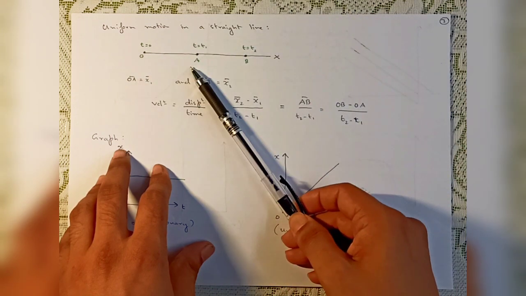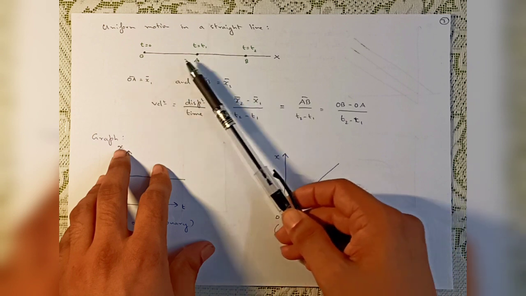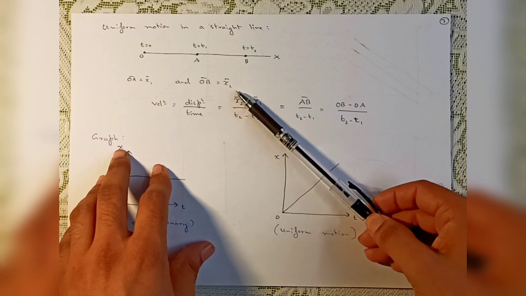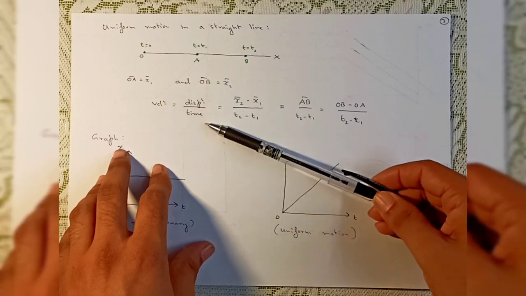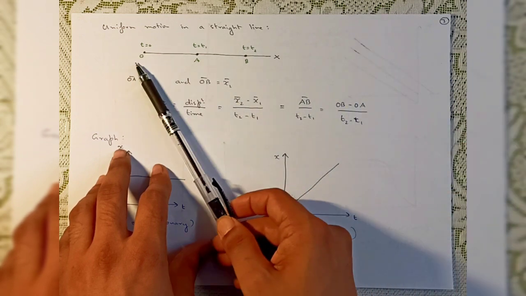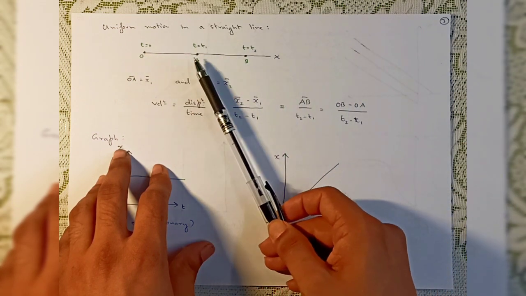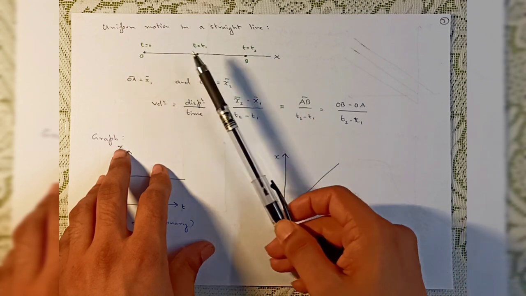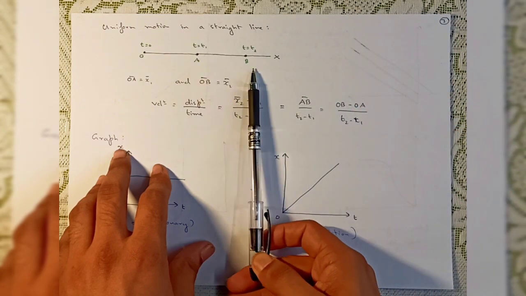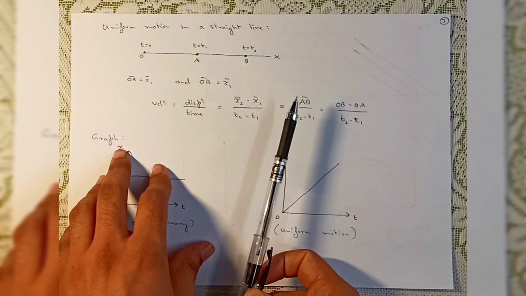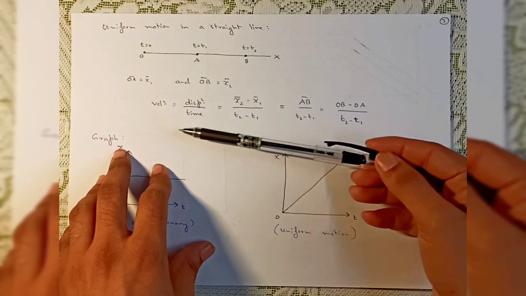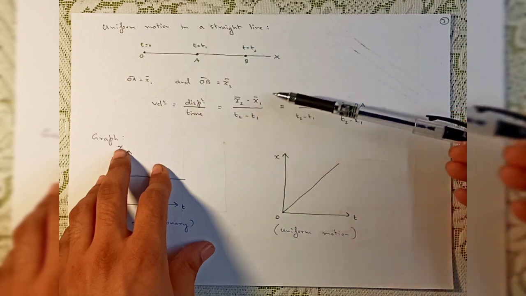So OA is the length x1, and OB is x2. So what is velocity? It is displacement by time, that is x2 minus x1 divided by t2 minus t1, where x2 minus x1 is what? Your AB. AB is your x2 minus x1. So this is your body moving in a uniform straight line.